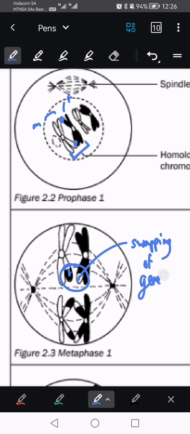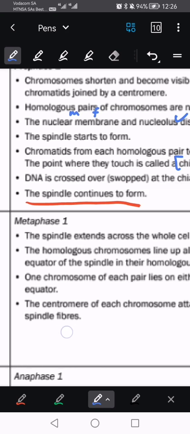That's showing us there was a swapping of genes, right? How do we also know this is metaphase? They are lined up on the equator. The centromere is attached to the spindle fibers, right? The dotted line tells us that this is the equator. That is how we identify that it's metaphase 1.